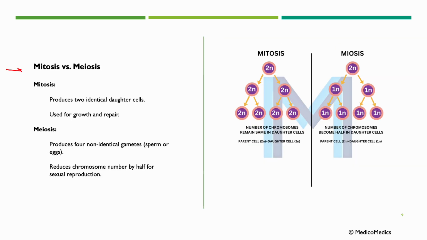Now let's briefly compare mitosis with meiosis again. So mitosis produces two identical daughter cells used for growth and repair. Remember, the key thing to remember is that mitosis produces two identical daughter cells. Meiosis produces four non-identical gametes, so sperm or egg. It also reduces the chromosome number by half for sexual reproduction.